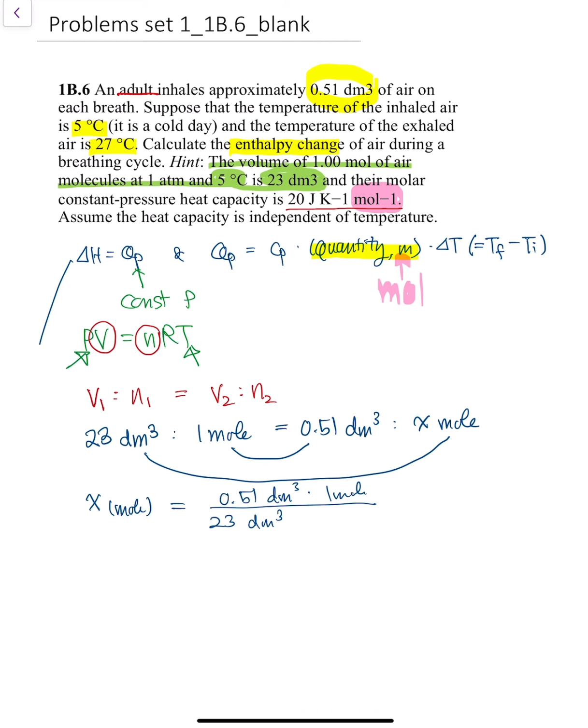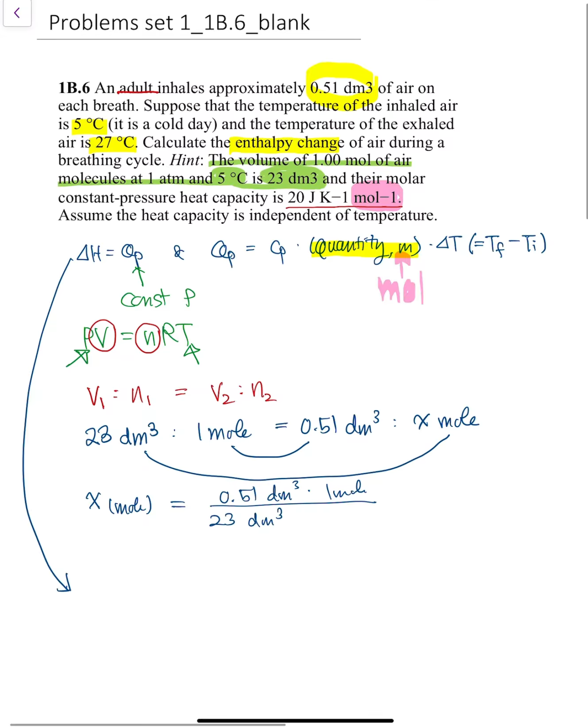Now let's actually go back and put these together in this equation for the delta H. So delta H is equal to Qp, and Qp is equal to Cp times the quantity times delta T. So we write that, and then we write the corresponding numbers we got. So 20 joule per mole per Kelvin. The quantity as a mole is going to be 0.51 divided by 23. And that is actually indeed in the unit of mole, because this decimeter cube in this x cancel out. So again, this is in the unit of mole.